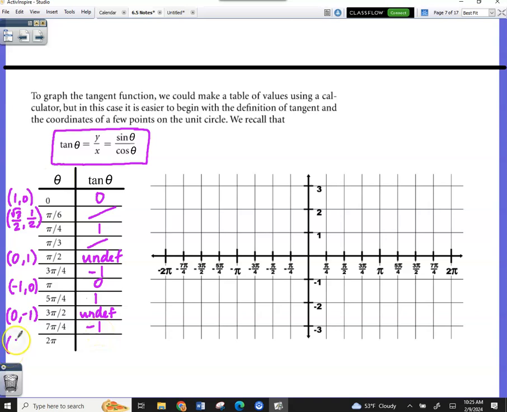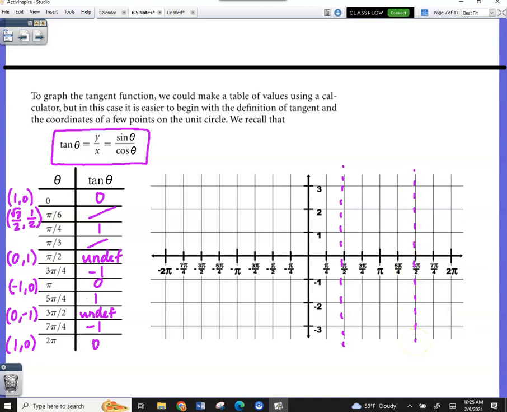Then 2 pi is 1, 0. Y over x would be 0. Now you can see why we didn't really need those two ugly ones where it was going to be an ugly decimal. We're going to be able to graph it from this stuff right here. I like to go in and put my asymptote first, so that way I don't accidentally plot something there. So pi over 2, we're going to drop an asymptote. 3 pi over 2, drop another one.